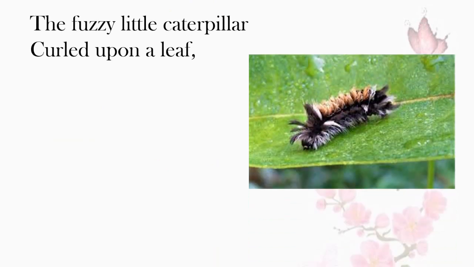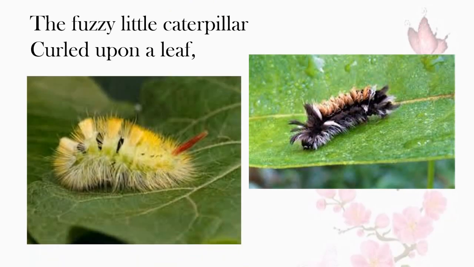The fuzzy little caterpillar curled upon a leaf. Now here in this poem, in this line, what do you mean by fuzzy? Fuzzy means covered with soft fine hair that sticks up. And what do you mean by caterpillar? Caterpillar is one of the stages in the life cycle of a butterfly, the young baby, you can say, when it comes out of the eggs. Curled upon a leaf. Now curled means to form or cause to form into a curved or spiral shape.